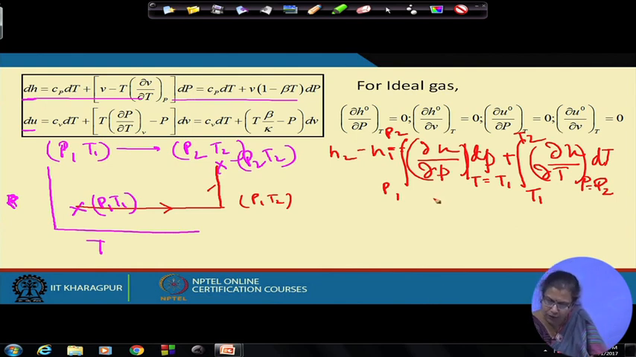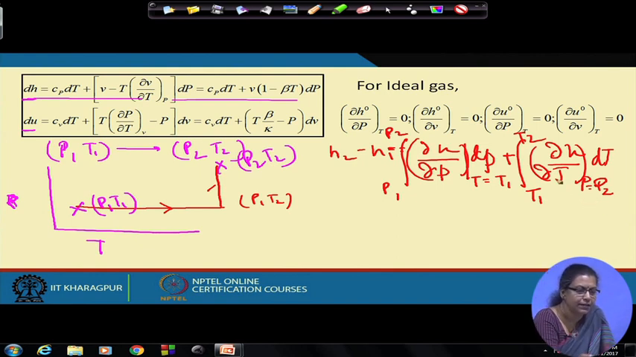What have I done for this particular path? Initially, I have performed an isothermal compression from P1 to P2 at temperature T1 and then I have performed an isobaric heating from T1 to T2 at pressure P2, right.